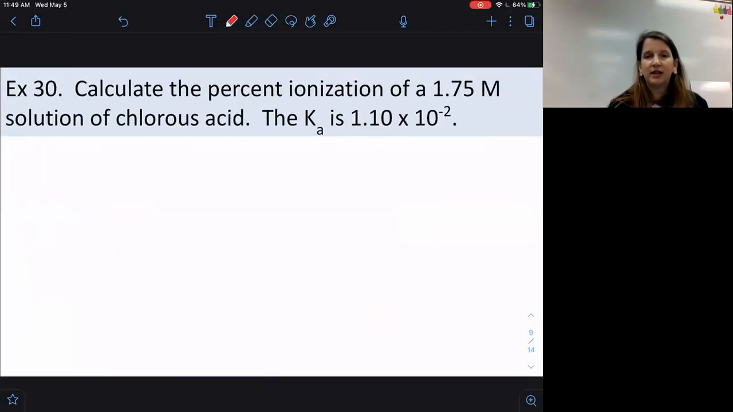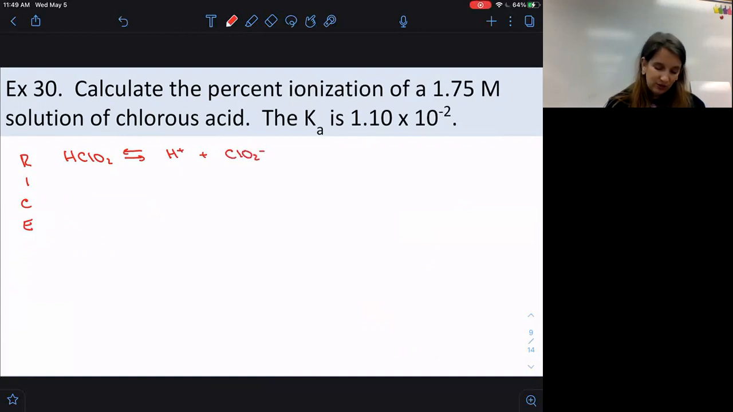Calculate the percent ionization of a 1.75 molar solution of chlorous acid. The Ka is 1.10 times 10 to the negative 2nd. So we're going to need a RICE table. We'll go ahead and write this out. Chlorous acid is HClO2. And when you write the ions, we have H plus, and then whatever's left, ClO2 minus.